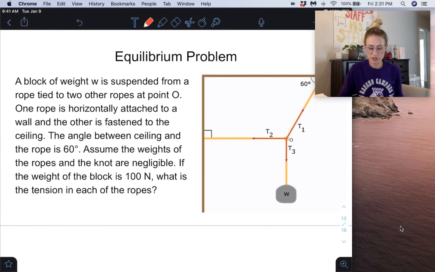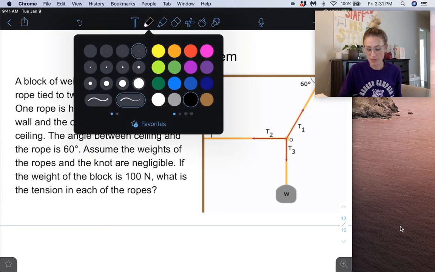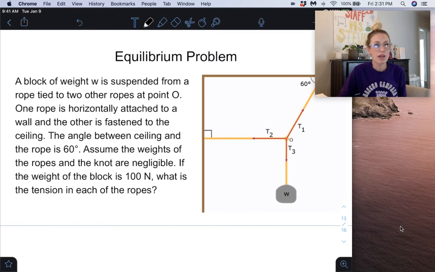The last special Newton's second law problem that we're going to talk about is called the equilibrium problem. So we have a block of weight W suspended from a rope tied to two other ropes at point O. One rope is horizontally attached to a wall and the other is fastened to the ceiling. The angle between the ceiling and the rope is 60 degrees. Assume the weights of the ropes and the knot are negligible. If the weight of the block is 100 newtons, what is the tension in each of the ropes?